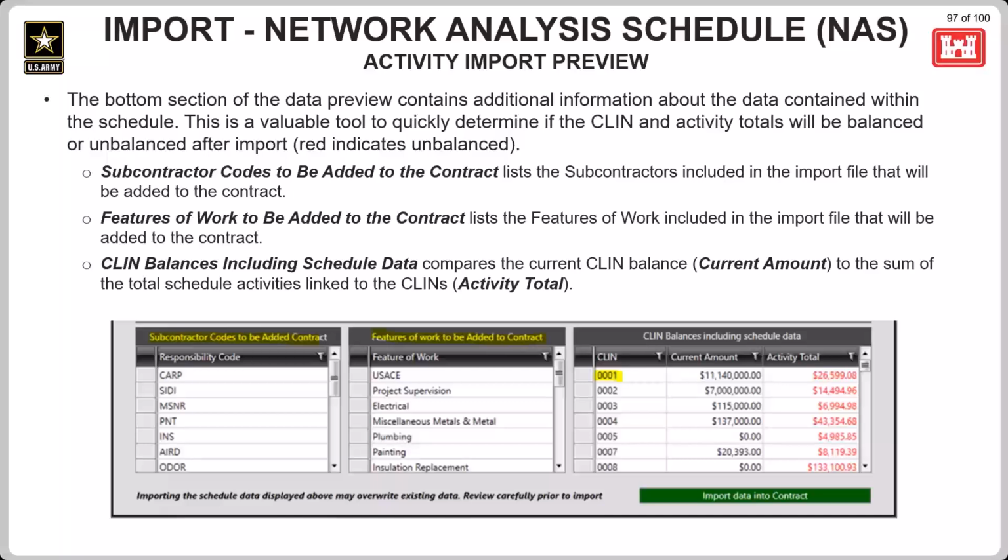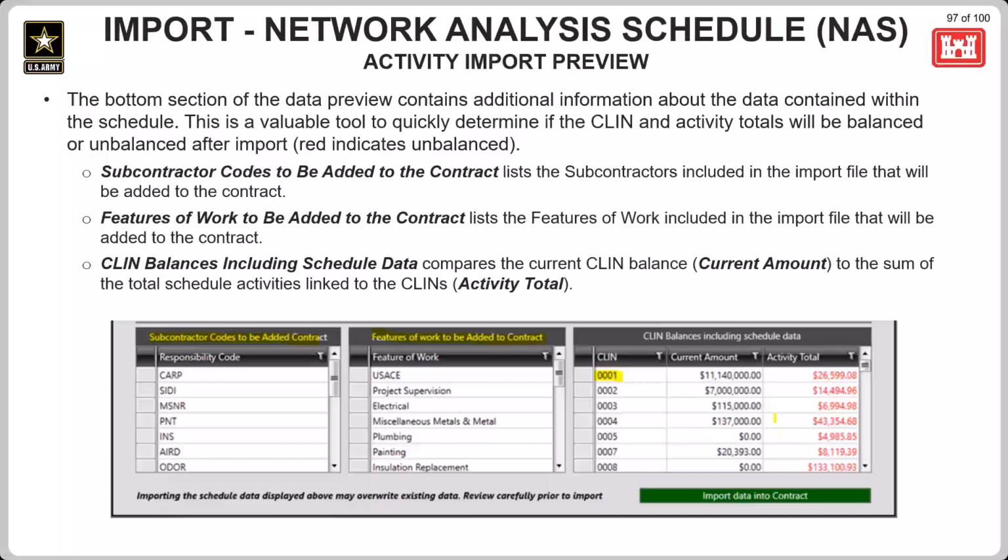Also, be sure to use the scroll bars available in these boxes to make sure that everything is being reviewed. For example, in the CLIN balances box, scrolling down can reveal that there are CLINs being added to the schedule that do not already exist in RMS. And that could be intentional, but it could also be an error or a mismatch between the CLINs in the schedule and the CLINs in RMS.